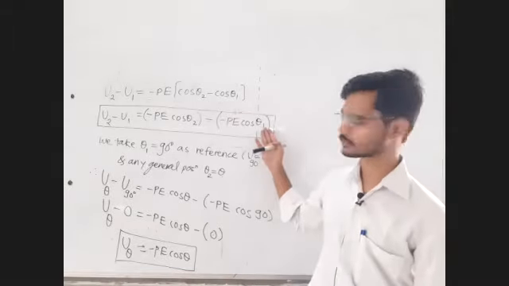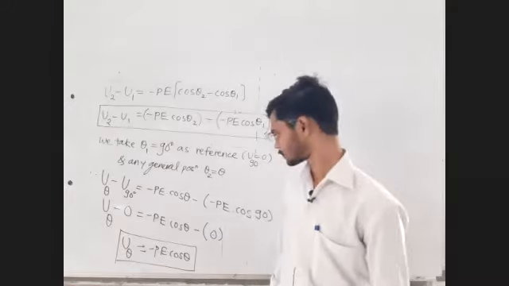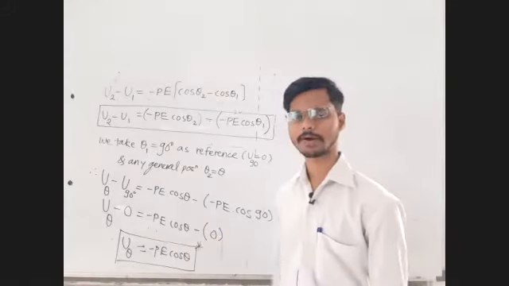There is one position, the final position theta, the initial position 90. This is the potential energy of the dipole at the given position, minus PE cos theta.